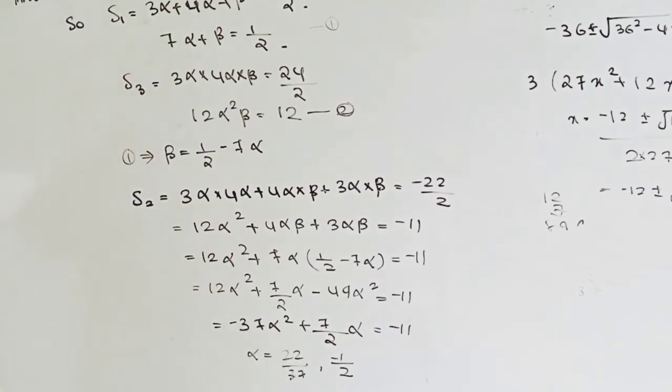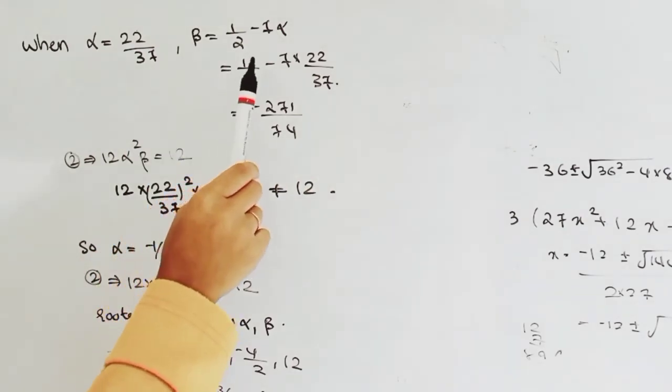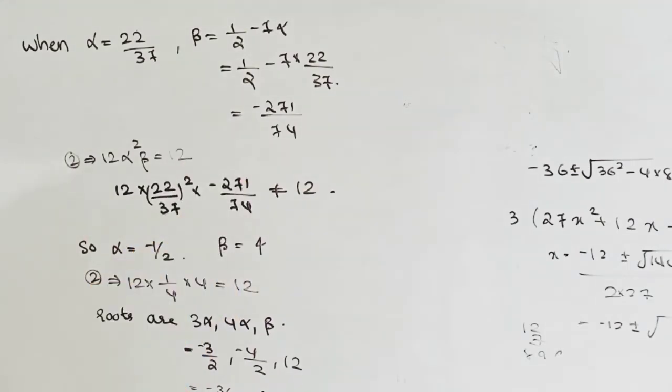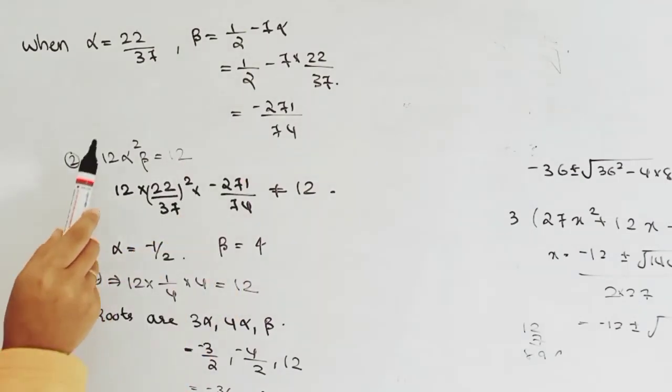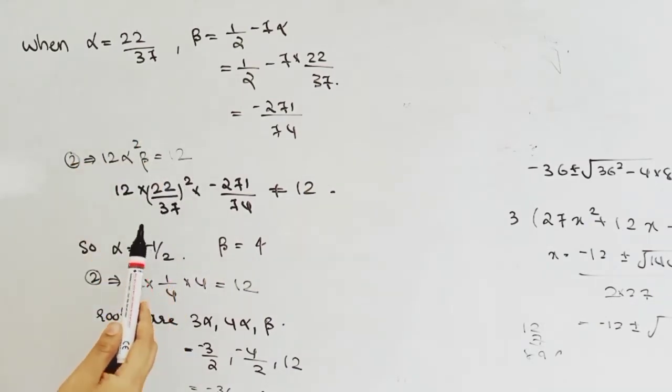So now we can check which is the real value of alpha. When alpha is 22 by 37, beta will be 1 by 2 minus 7 alpha. So 1 by 2 minus 7 into 22 by 37, that will be minus 271 by 74. So we know that equation 2 is 12 alpha square beta is 12. So 12 into, substitute the value of alpha and beta here. So this is not equal to 12. So we can say that alpha is not 22 by 37 since it does not satisfy our equations. And then we can consider here alpha as minus 1 by 2.